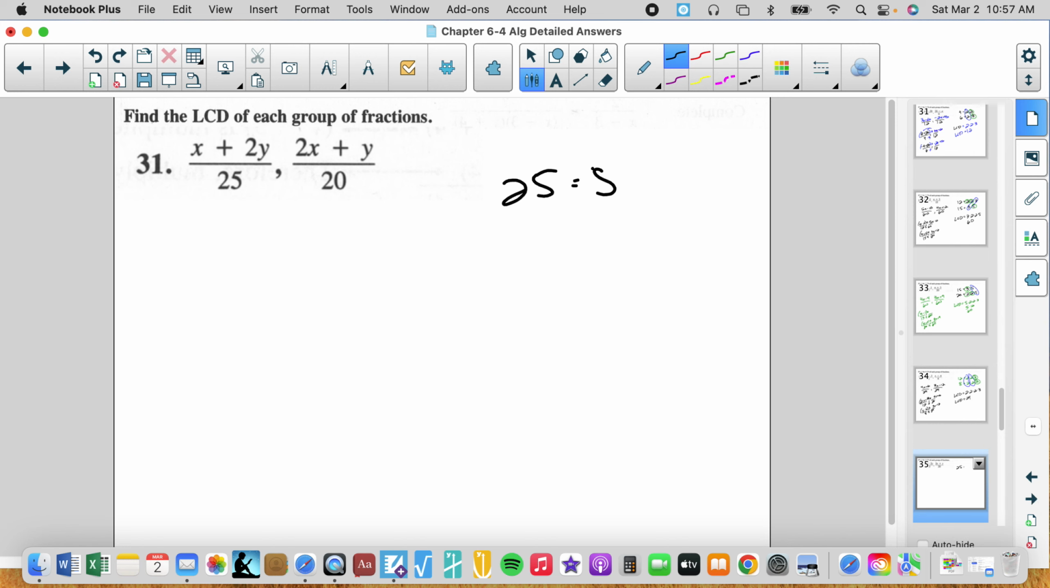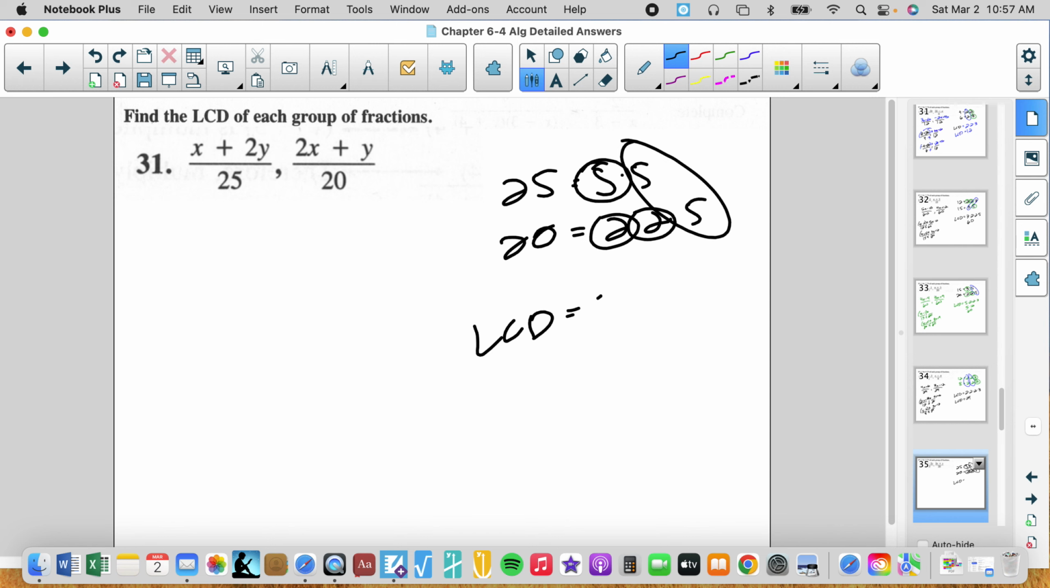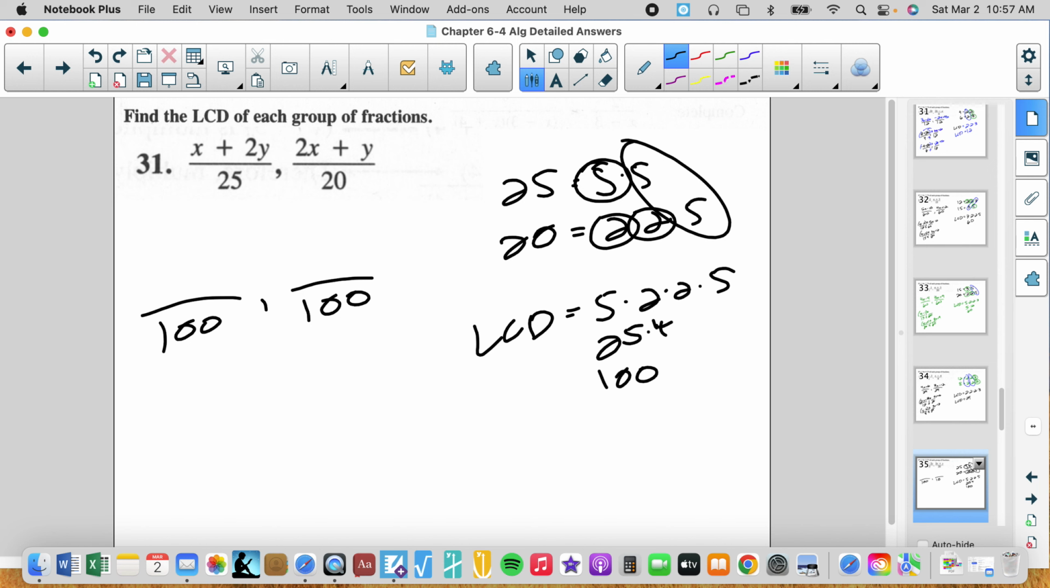25, 20, 2 times 2 times 5. Those are common. Those are leftovers. 5 times 2 times 2 times 5, which is 25 times 4, which is 100. So 100 is my common denominator, and x plus 2y over 25 equals 100. Multiply that by 4. So that's 4x plus 8y.